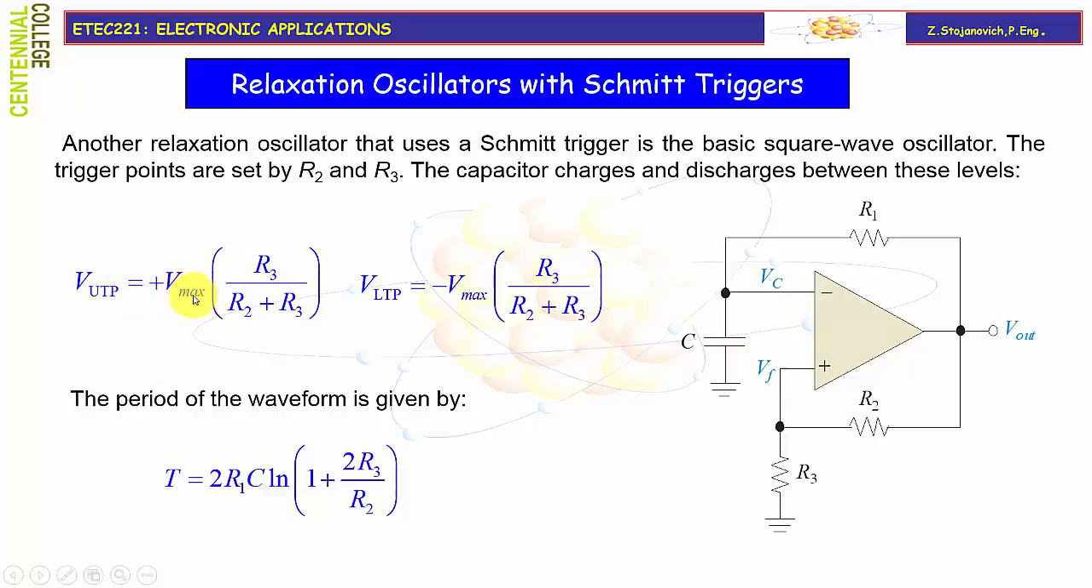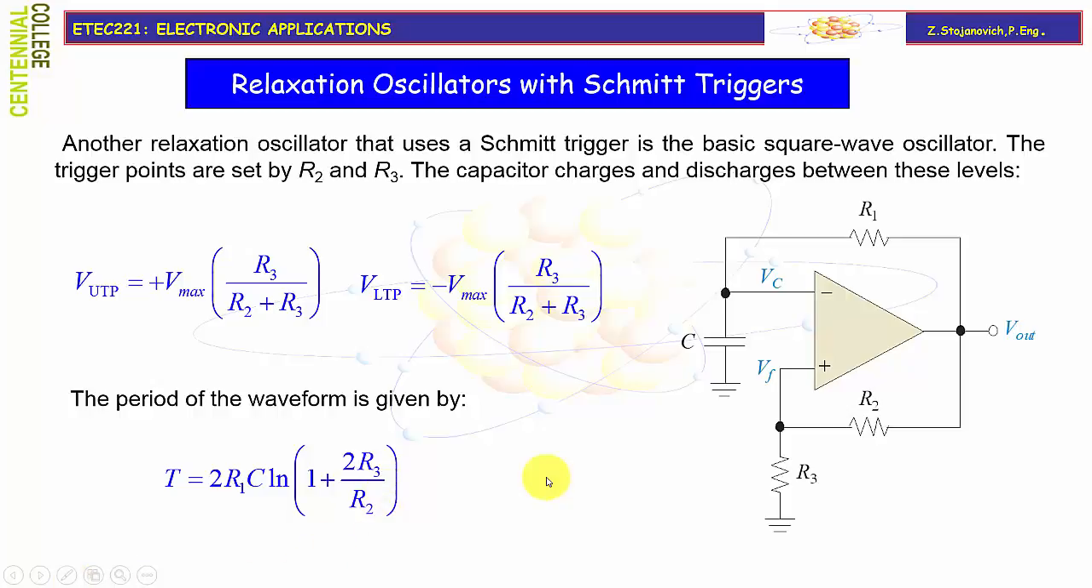So the upper threshold point will be R3 over R2 plus R3 times the positive maximum value, which is close to VCC. And the lower threshold point will be the symmetrical negative point, again given by the voltage divider, R3 over R2 plus R3, multiplied by the negative maximum voltage at the output, close to negative VCC. The period, which is the reciprocal value of the frequency, is given by the time constant R1 times C and depends on the ratio of R3 and R2.